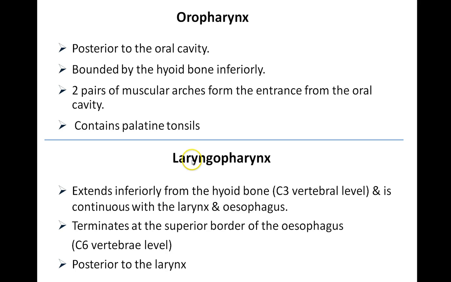Inferior to the oropharynx is the laryngopharynx. It extends inferiorly from the hyoid bone, that is about at the level of cervical vertebra number 3, and it's continuous with the larynx and esophagus. The laryngopharynx terminates at the superior border of the esophagus. We're about the level of cervical vertebra number 6, and it's posterior to the larynx. The oropharynx and the laryngopharynx allow the passage of food, liquid, and air.